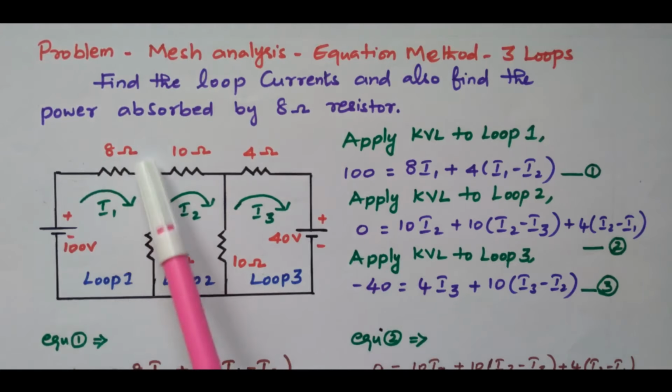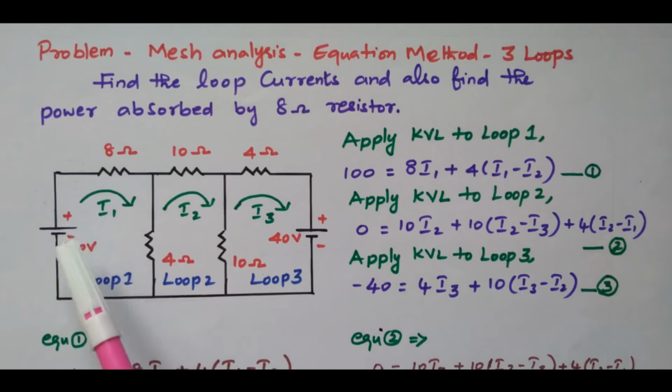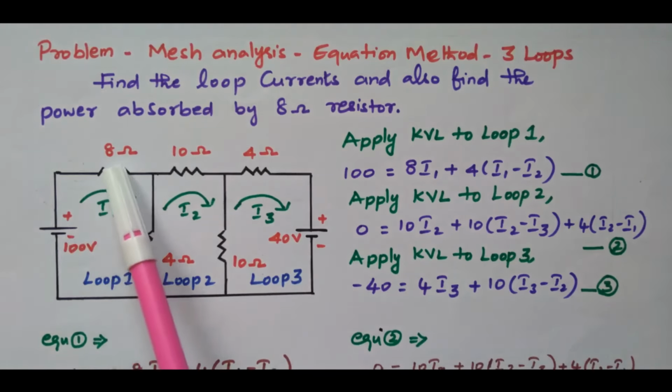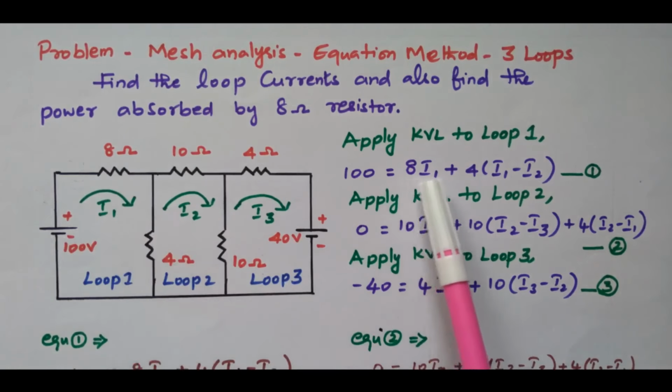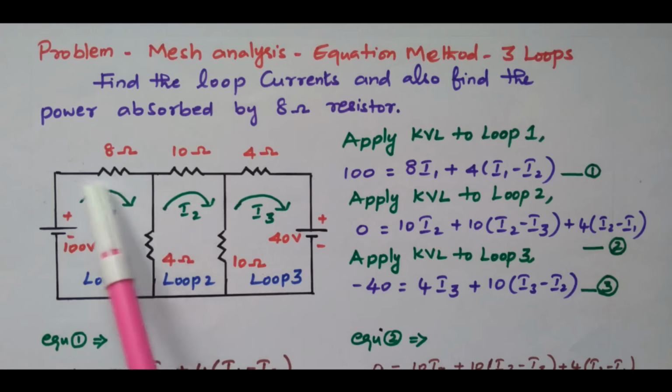What is the voltage drop across this 8 ohm? V equals I into R. What is I? I1 is flowing through the 8 ohm. So 8 into I1 is the voltage drop. Right? In the 8 ohm only I1 is flowing, so 8 into I1 will give the potential drop.